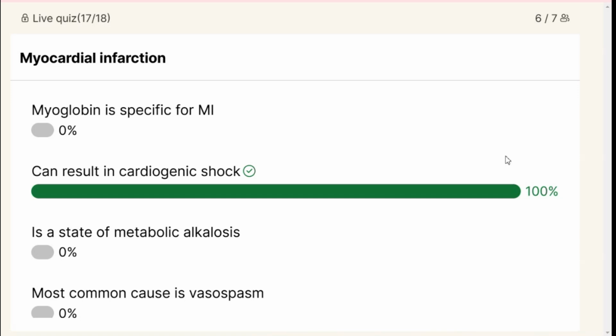Was it troponin C or something? Troponin I, I don't know. Exactly. Troponin I.